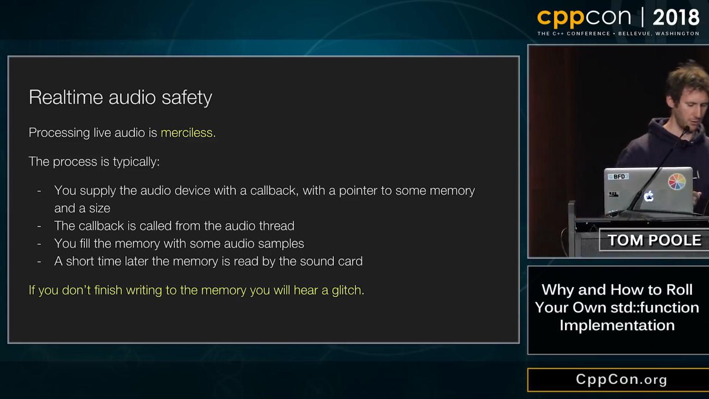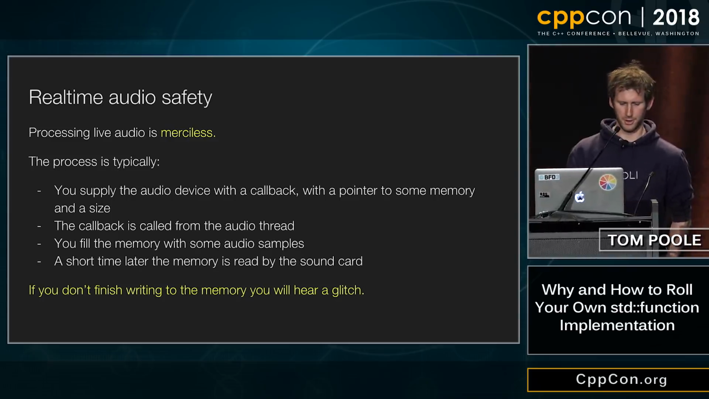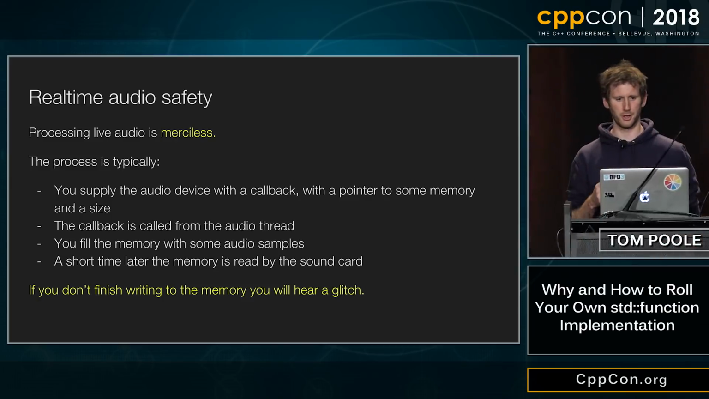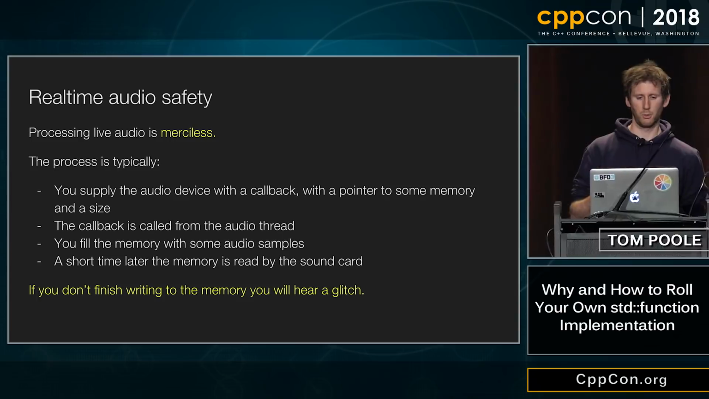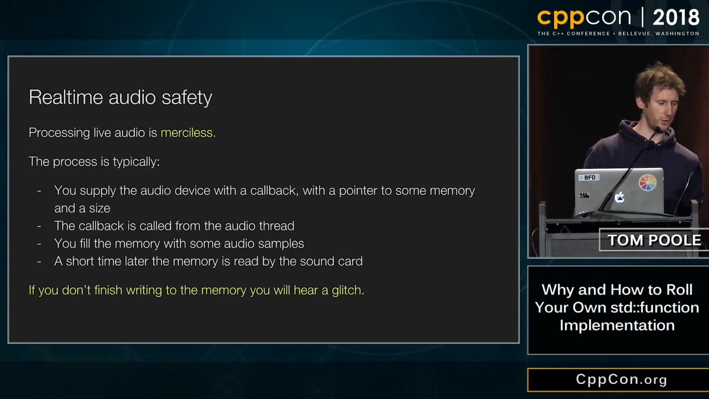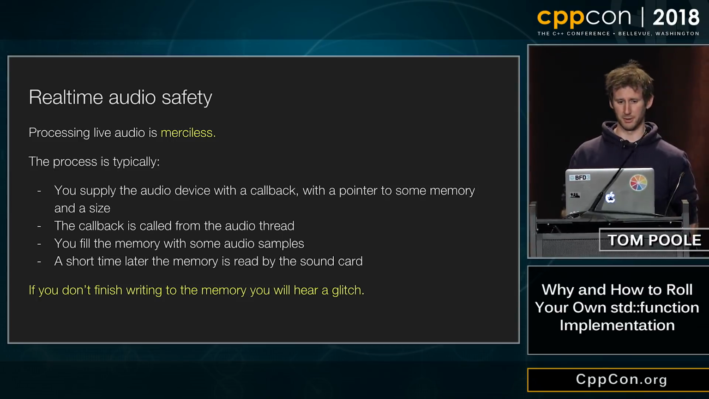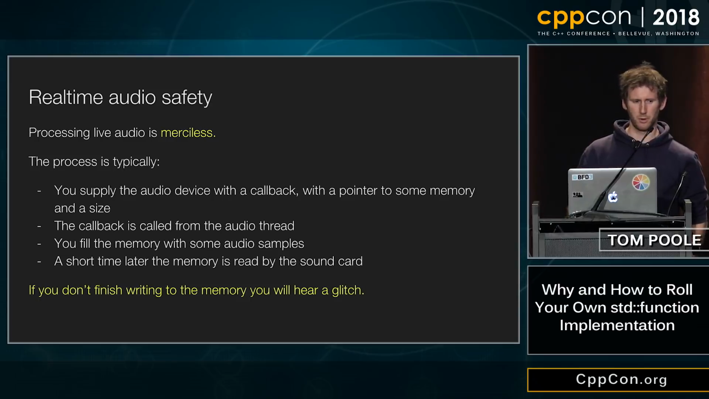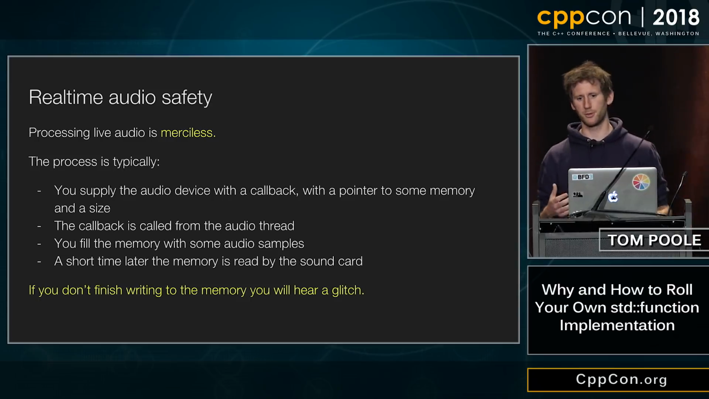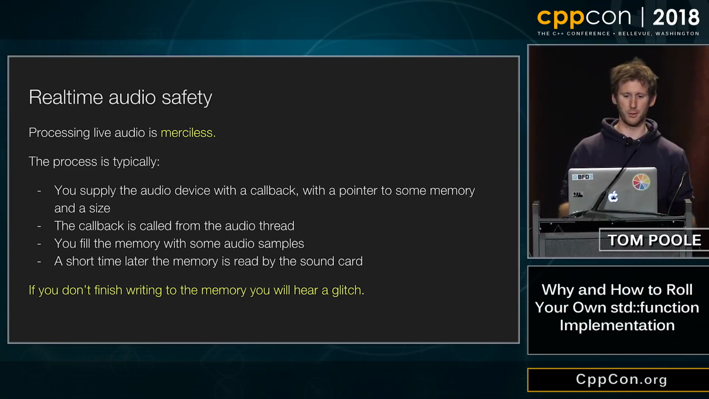And the other aspect of why std::function is particularly important when you're working with audio, using JUCE, is that JUCE works with audio, and processing live audio is extremely unforgiving. So the process of dealing with audio starts out with you doing some communication with the audio device in your system to say, okay, I want to do something with audio, and you do that by supplying it with a callback.